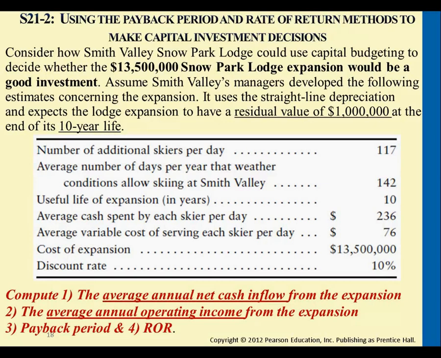So what I want you to calculate is first the average annual net cash inflow from the expansion, the average annual operating income from expansion, payback period, and the rate of return. This is going to be painful because it's been, what, 2 weeks? But let's try.